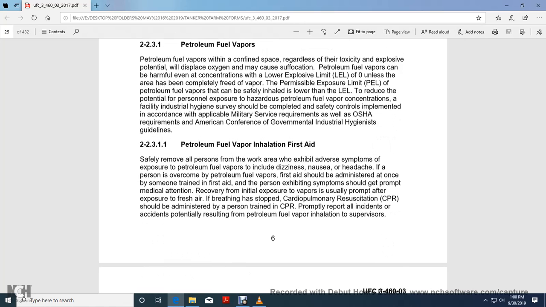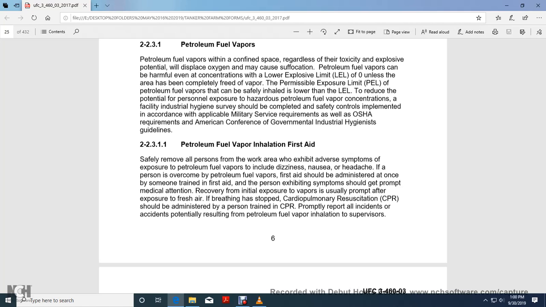2.2.3.1.1 Petroleum vapor inhalation first aid. Safely remove all persons from the work area who exhibit adverse symptoms of exposure to the petroleum vapor, to include dizziness, nausea, and headache. If a person is overcome by the petroleum vapor, first aid should be administered at once by someone trained in first aid. The person exhibiting the symptoms should get prompt medical attention.